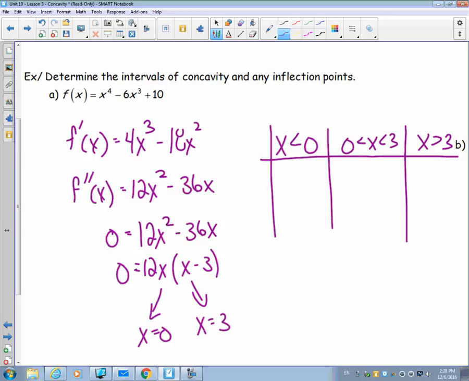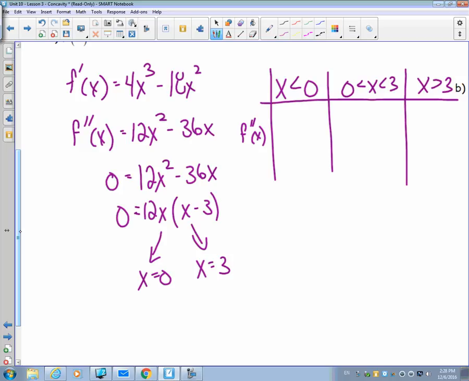So my second derivative, f double prime, will tell me, are we concave up or concave down? Let's give it a try. If I pick a number less than 0 and put it into my function, so let's take the number -1, we'll get -12 and -4. And together that makes a positive.